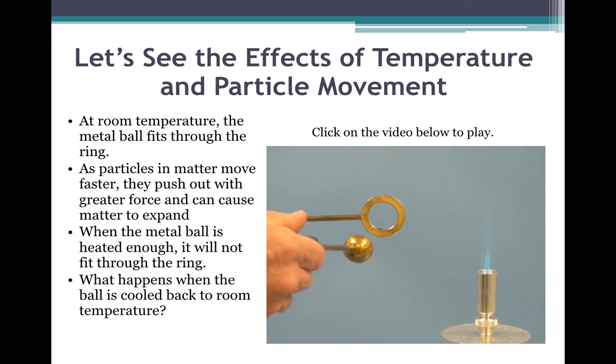So at room temperature, the metal ball fit through the ring, but as the particles were heated, they moved faster and pushed out with greater force. This can cause matter, like the metal ball, to expand. When the ball was heated enough, it did not fit through the ring. Then, as the ball was cooled in the water, the particles slowed down, they stopped pushing so much, and the metal ball got smaller. Then it was able to fit through the ring again.